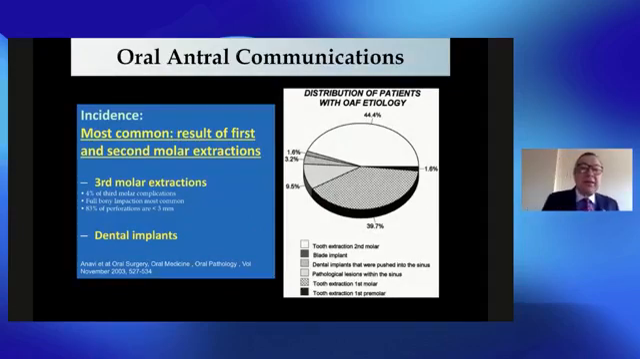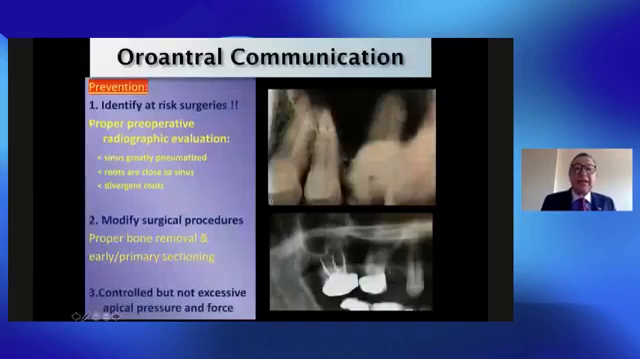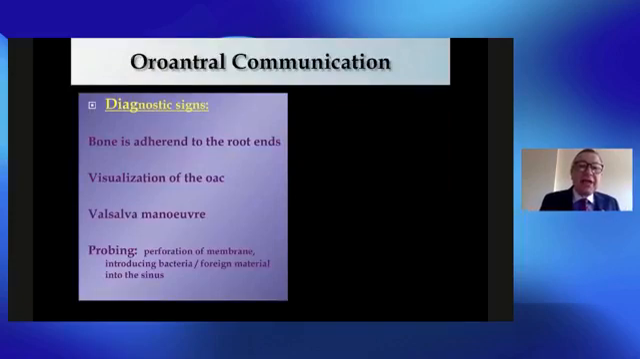Oroantral communication, a big topic, happens actually quite often, typically along with the extractions of first and second molars, but also with third molars. Typically, as you see here, first and second molars. How to prevent it? Really good evaluation of our access. Anticipate your complication. Modify your surgical procedures by a proper bone removal and by early and primary sectioning of the tooth. And how to diagnose it? Well, if you extract a tooth and bone is adherent to the root ends, or you visualize it, or your Valsalva maneuver is positive, then we really should anticipate it.